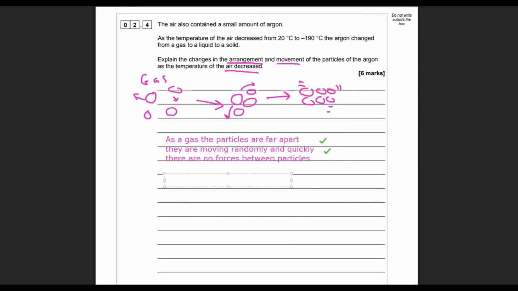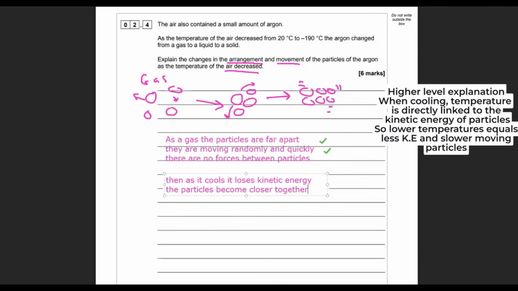Right. Then as it cools, it loses kinetic energy. Now, did I need to say that? Maybe not, but it just flows nicely, doesn't it? It's losing kinetic energy. The particles, what can we say about the arrangement? They become closer together, so there's a smaller space between the particles. Semantics, you're going to get the same answer for saying the same thing. Whether you say the particles are closer together or the gap between the particles is smaller, that means the same thing. So the particles become closer together.